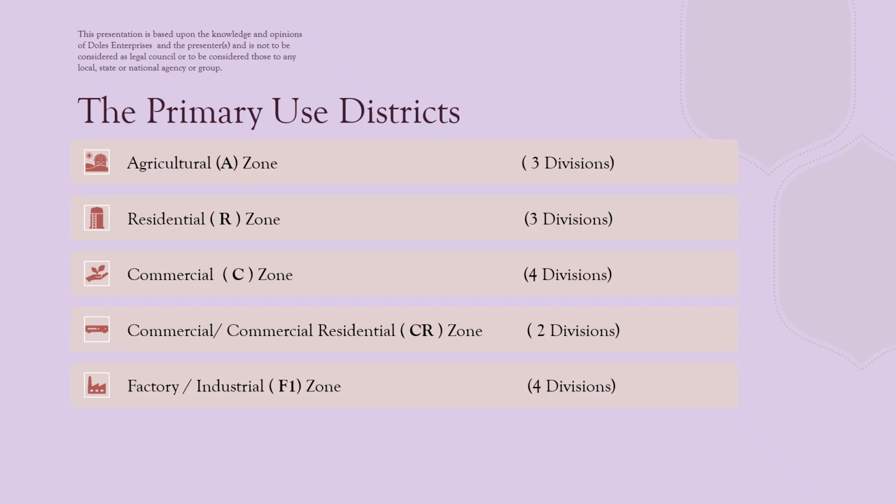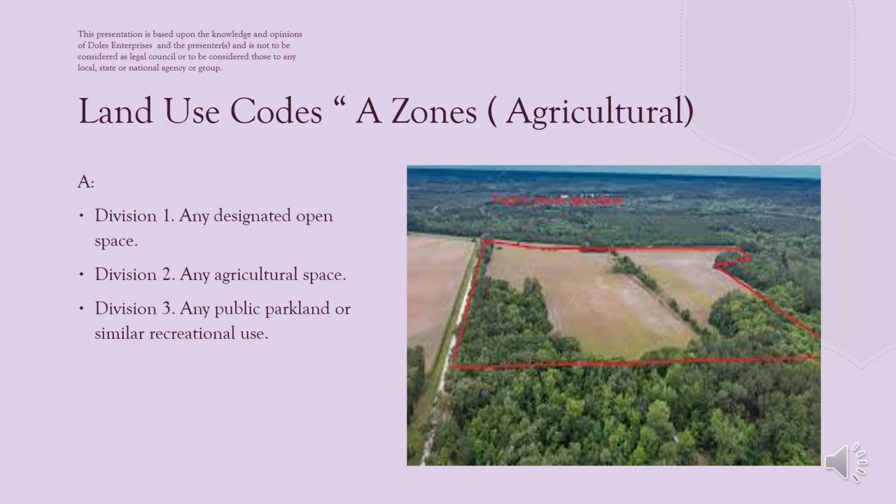The International Zoning Code provides the following basic primary use districts: agricultural zone, A, 3 divisions; residential zone, R, 3 divisions; commercial zone, C, 4 divisions; commercial residential, CR zone, 2 divisions; factory industrial, F1 zone, 4 divisions. In the ICC zoning ordinance, we have land use codes listed. These are all typical of most jurisdictions, but everybody kind of tweaks them to their own needs.